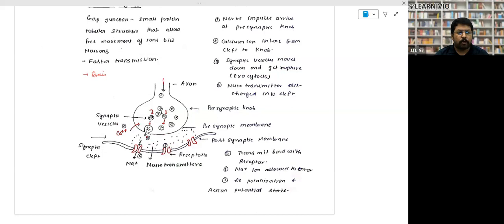Now, these neurotransmitters, so this is the fourth step, neurotransmitter discharge in the cleft, this part. These neurotransmitters will reach the receptors on the postsynaptic membrane, and there are certain channels. When it reaches the channel, it will open the channel. Due to opening of this channel, sodium ions will start coming inside and information will reach the next neuron. That's how information reaches chemically from one neuron to another. Go through it and tell me if you have any doubt.